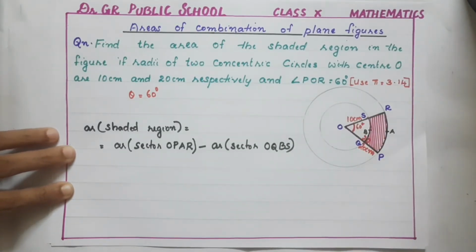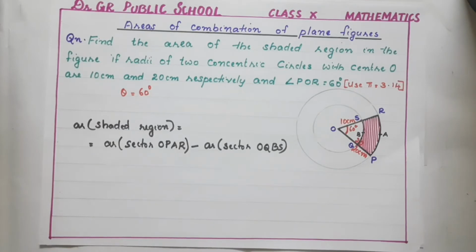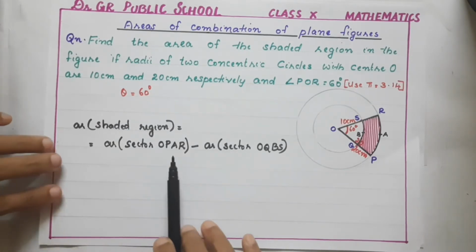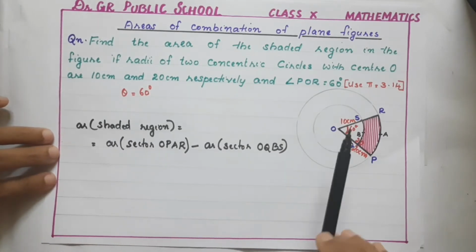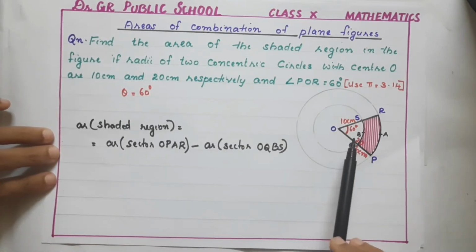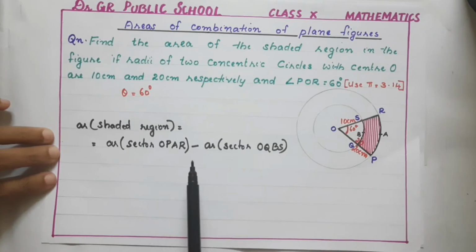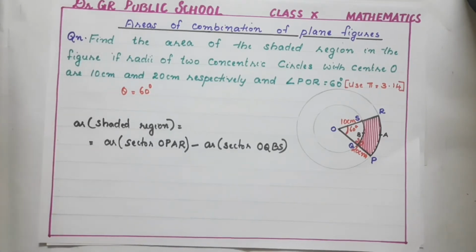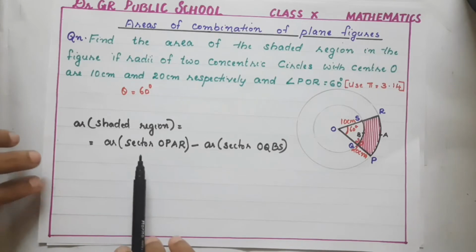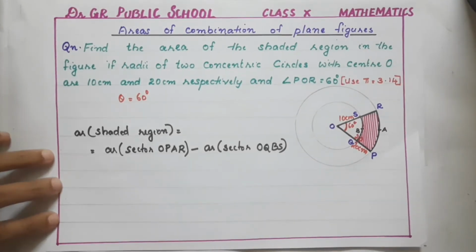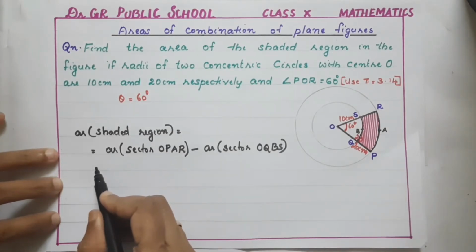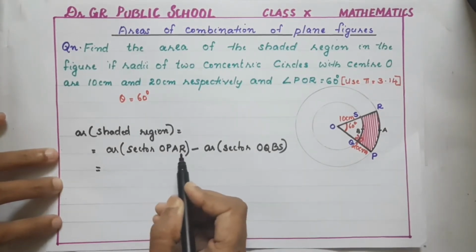Okay. Now we can put the values. First we can write the formula. And one more thing I want to say, children, don't do the calculation by finding separately. It will be difficult for you, or sometimes time consuming. So try to do the calculation in a single step itself. So first one, area of sector OPAR.